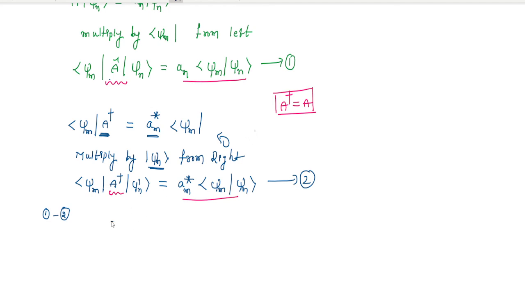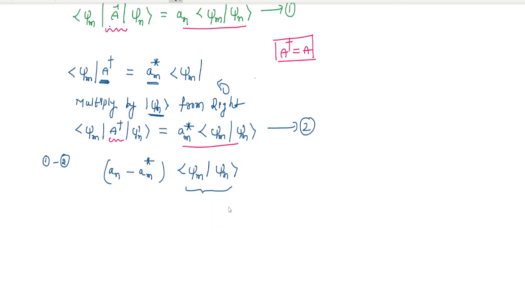a_n minus a_m star, multiplied by the remaining inner product psi_m with psi_n. We already know the inner product of the two vectors: if m equals n, this inner product goes to 1, and if m is not equal to n, it goes to 0. So here I'm using this condition.